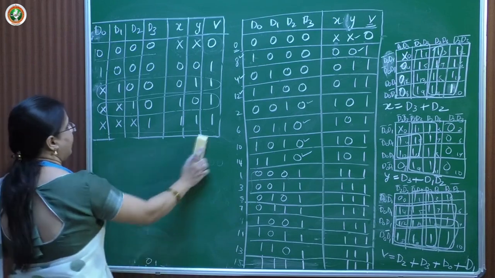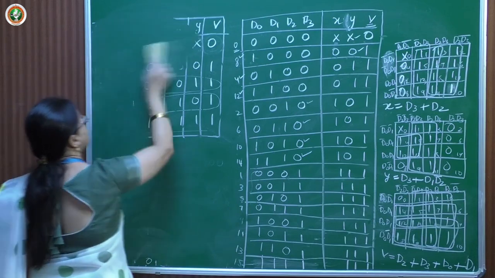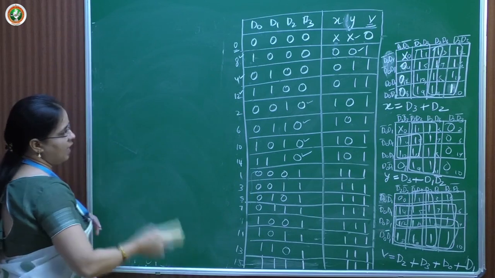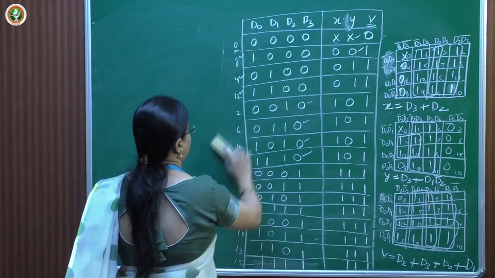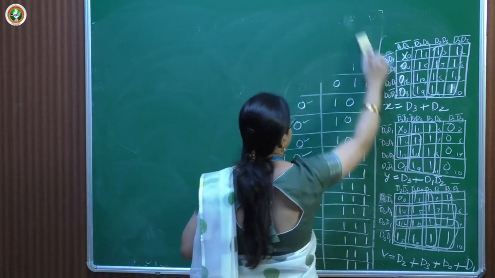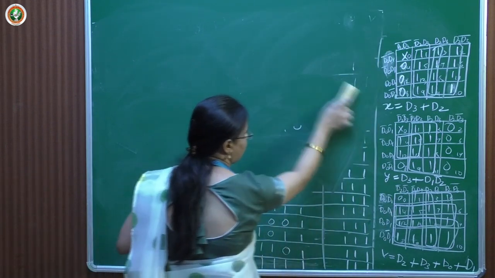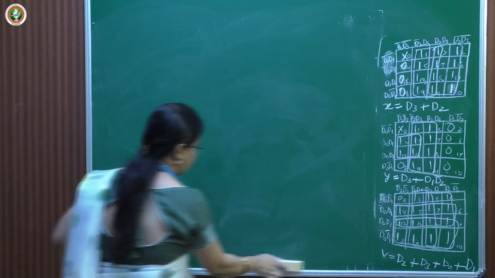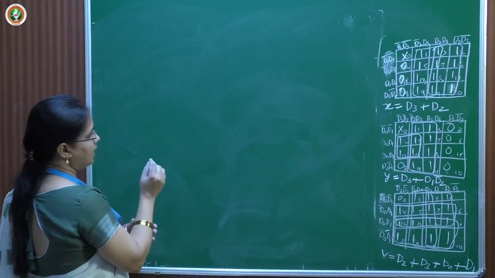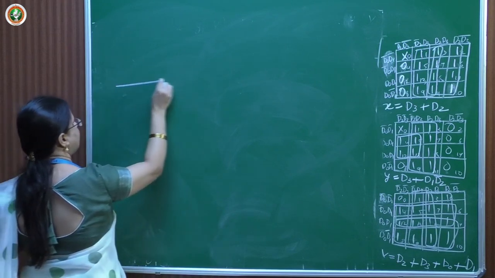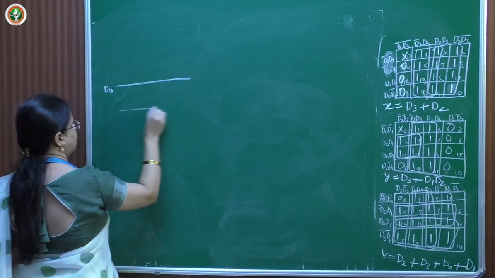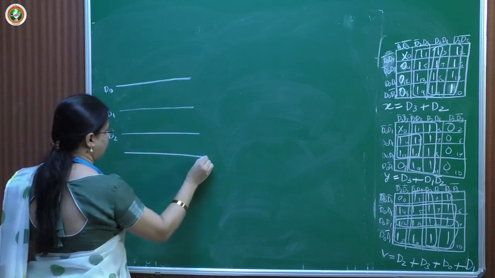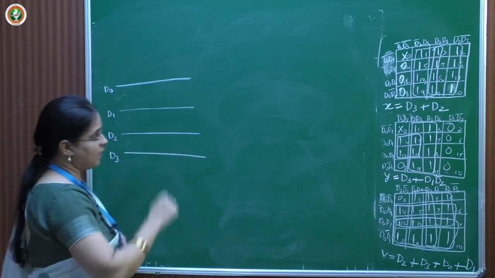Once our simplified logical equation is ready, what I am supposed to do now is construct the logic circuit. To construct my logic circuit, even this table is not required. I can just do it with the help of the expressions we have obtained from the truth table. So let us see what inputs we have. We have the inputs D0, D1, D2, D3. So let us do it for 3.